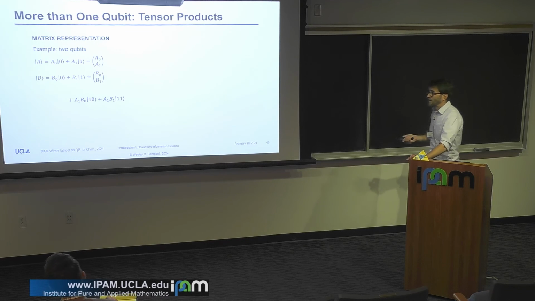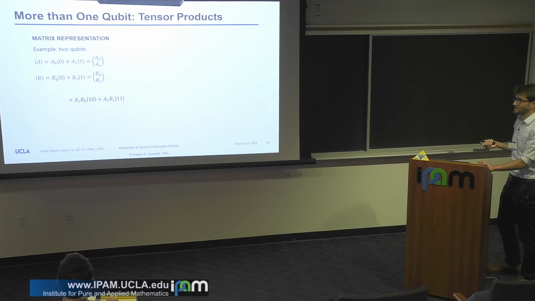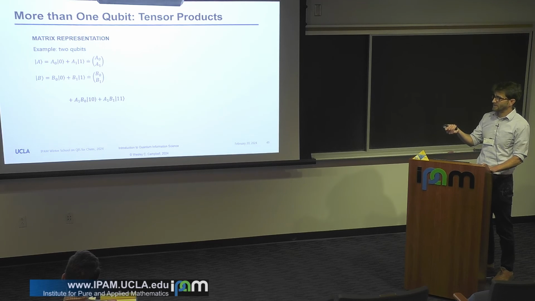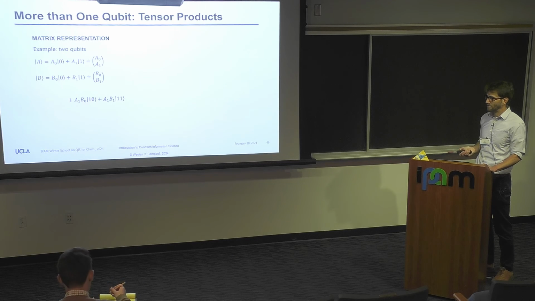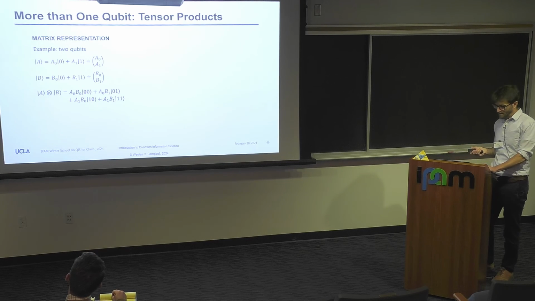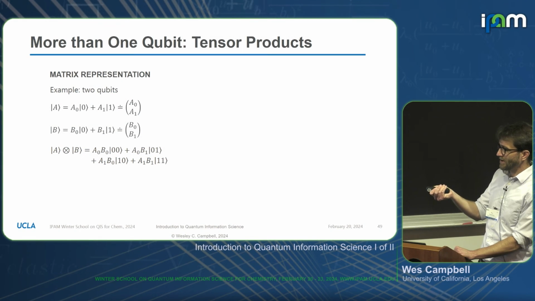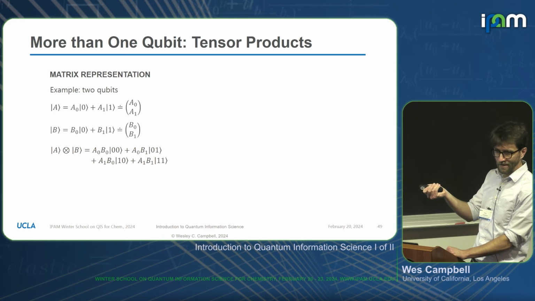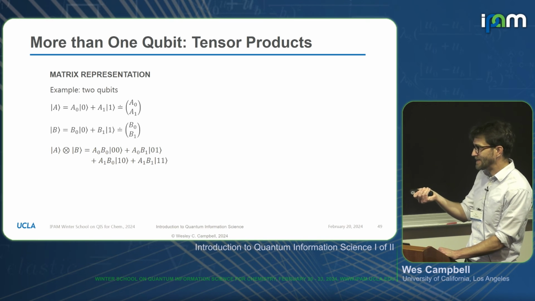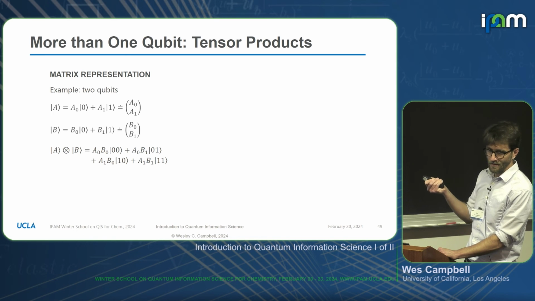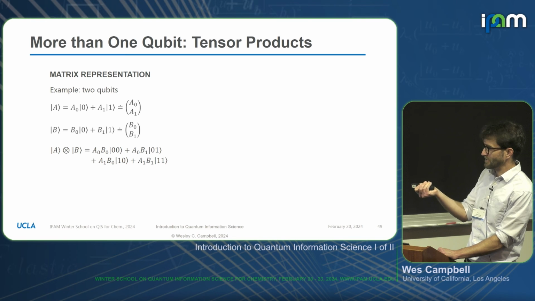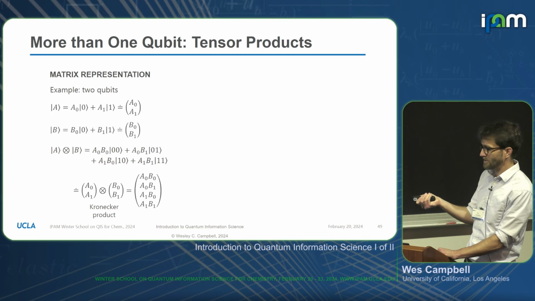If we have 2 qubits, how do we write the states? Let's imagine that we have the 2 states given by A and B, with their coefficients A0, A1, B0, and B1. A tensor B, which we would also write as just one ket with A comma B, or AB in it, is A0 B0 times |0,0>. 0,0 means qubit number 1 is in the 0 state, qubit number 2 is in the 0 state. Plus some amplitude for |0,1>, which is A0 B1, and so on and so forth.